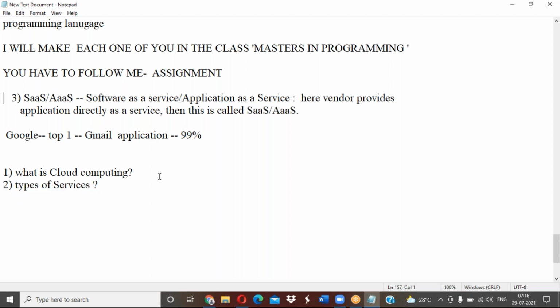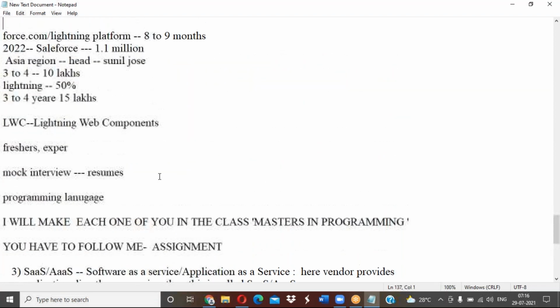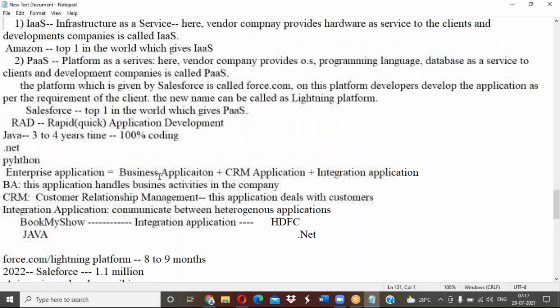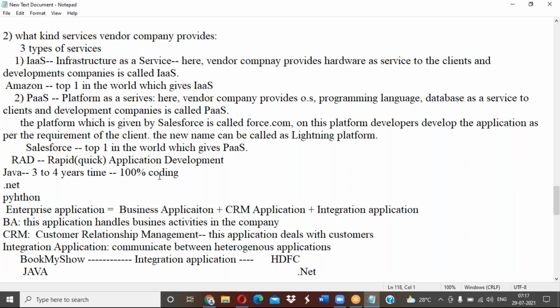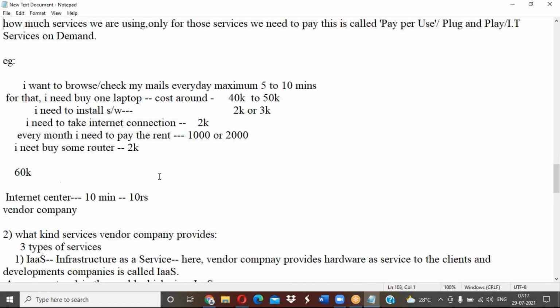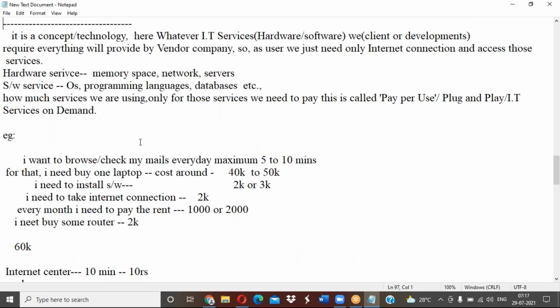What is cloud computing? Cloud computing is a concept or a technology. In this technology, whatever IT services we require, everything will be provided by a vendor company. As a user, we just need an internet connection to access those services. And for however much service we use, only for that service we need to pay. This concept is called the pay-per-use model, or plug-and-play model, or IT services on demand. So this is the concept of cloud computing.